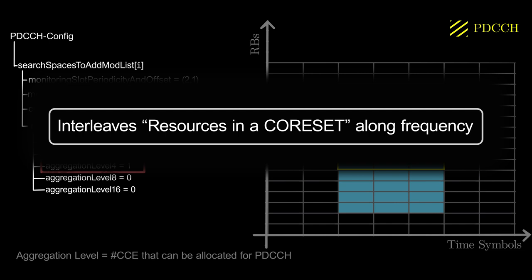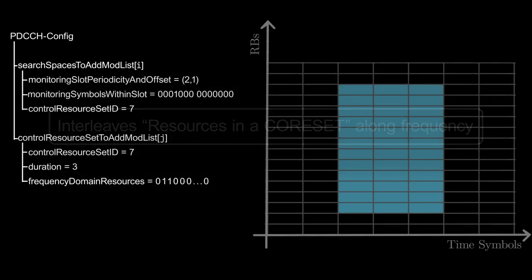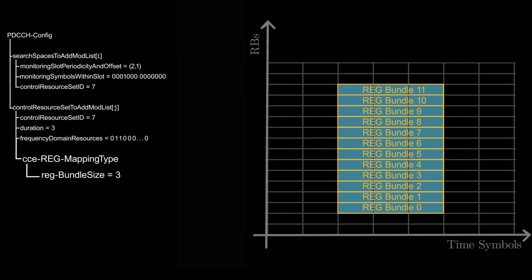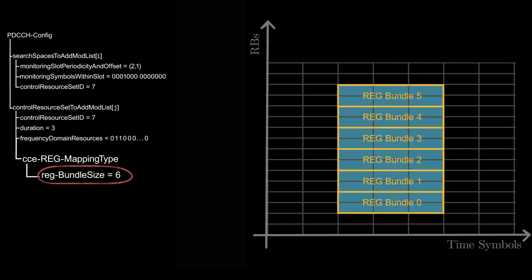For interleaving purpose, a CORESET is divided into REG bundles, with the number of REGs within an REG bundle indicated by the parameter REG bundle size. In this example, REG bundle size is 3, so there are 3 contiguous REGs within a bundle. Here is another example with REG bundle size 6.